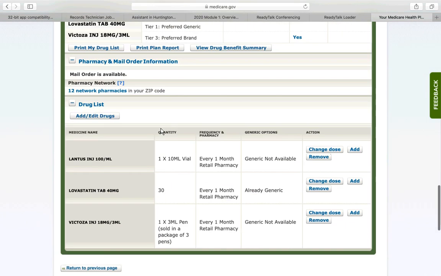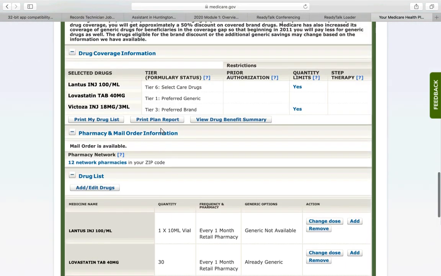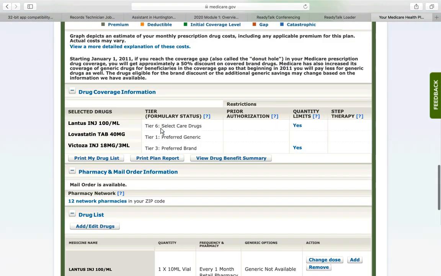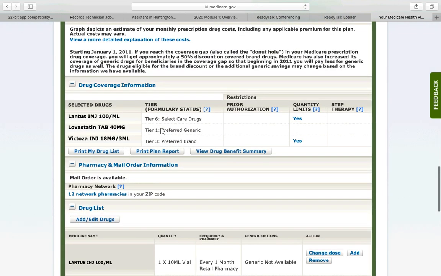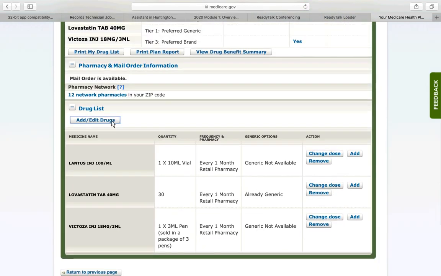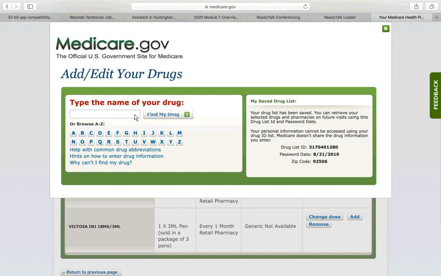Okay. For whatever reason, you've done this search and all of a sudden say, oh, you know what, I forgot to add one of the medications that I'm taking. You can always go down here and add medications. Okay. Very easy.